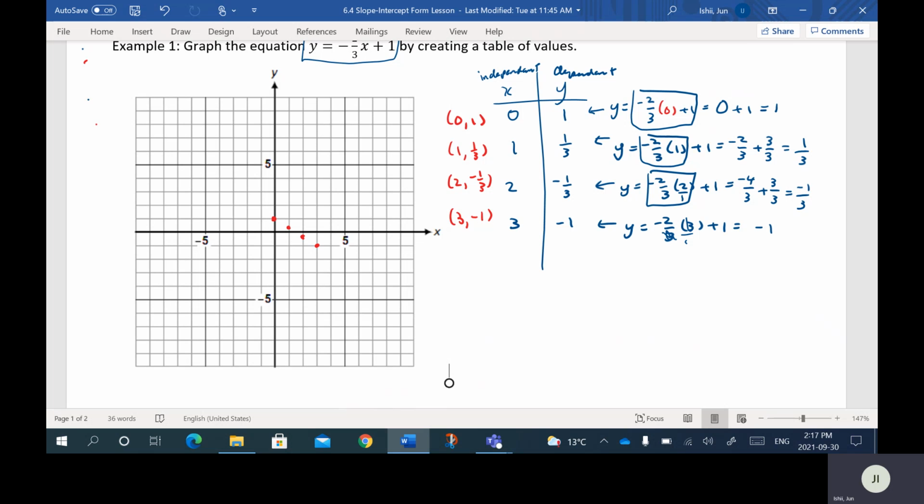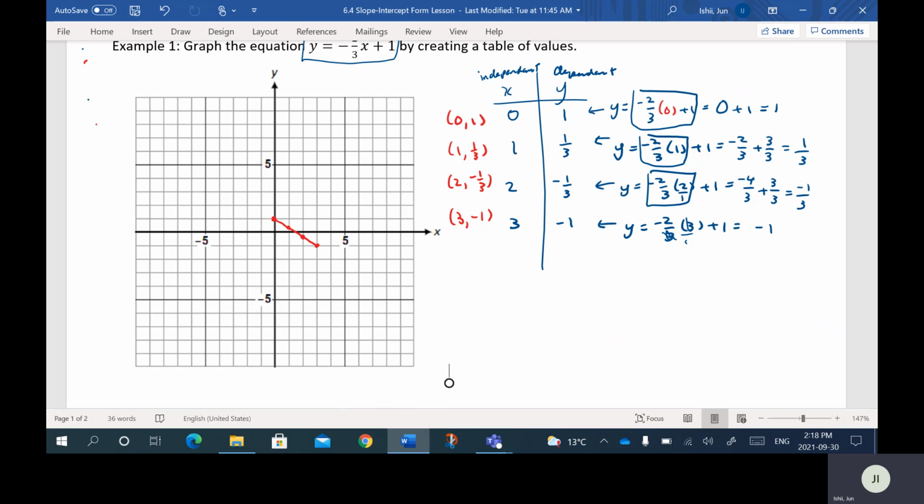All right, so what you notice here is that these points all line up, right? So it's in a line. And like I said at the beginning, these equations that we're going to be graphing should all create basically straight lines. So I'm going to connect these together.